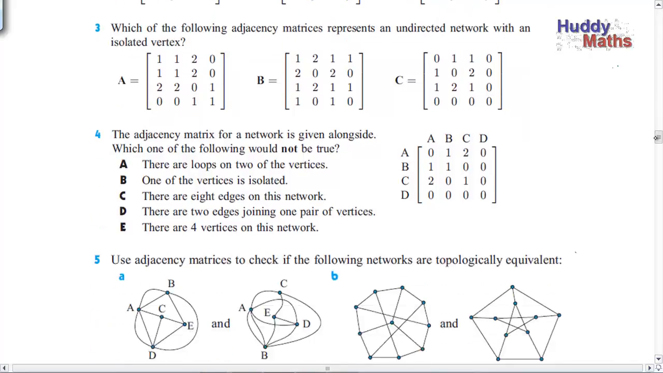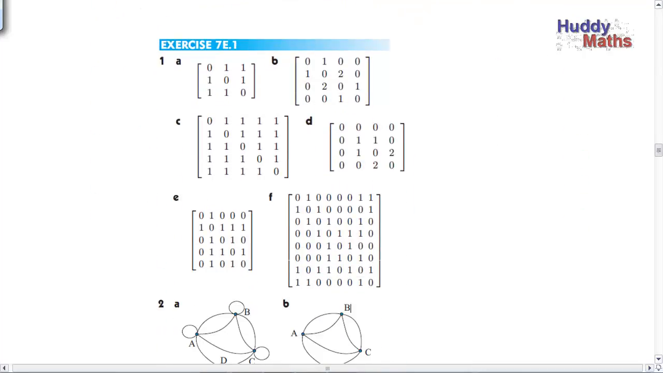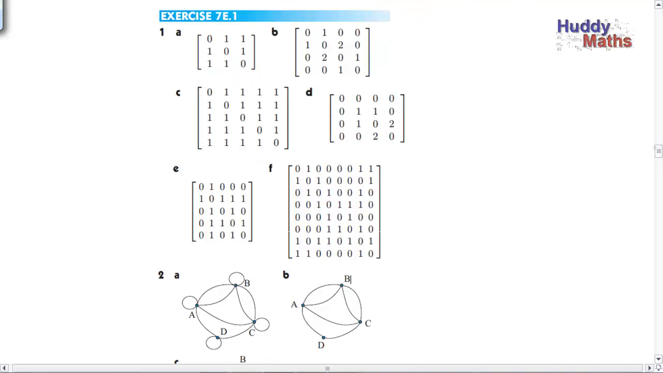Okay, let's go to 5. Oops, we should not show you the answers yet. Okay, check if the following networks are topologically equivalent. That is going to be comparing their matrices, because it's easier than trying to count up the connections and thinking about it that way, particularly for large network diagrams. Let's have a look at the answers now. Okay, that's question 1, part of question 2.